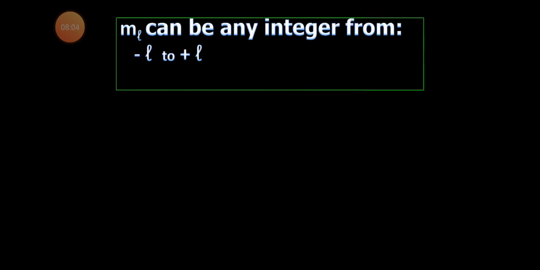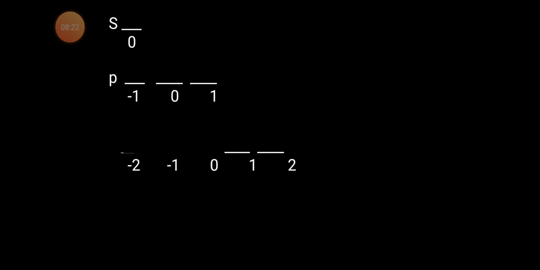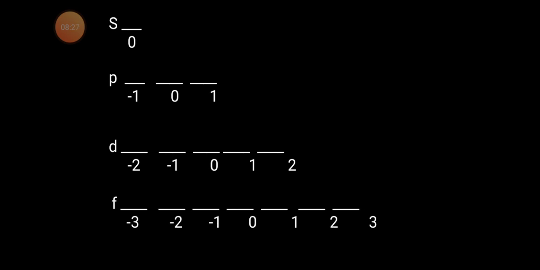ML can be an integer from negative L to positive L. For example, L is equal to 2, it must be the d orbital, so the values of ML are negative 2 to positive 2. So we have the s orbital for ML equal to 0, for p there are 3 values: negative 1, 0, positive 1. For D we have 5 values, and for F there are 7 values, from negative 3 to positive 3.